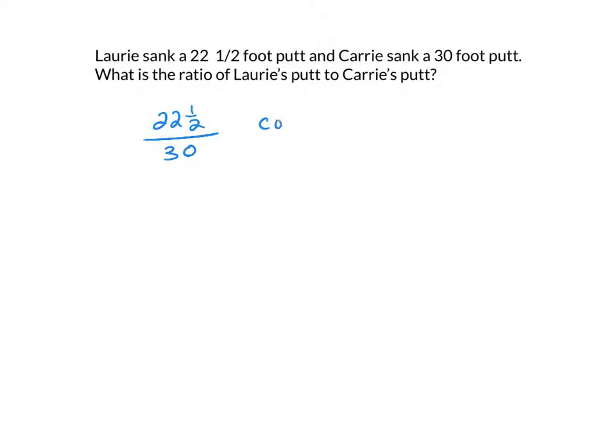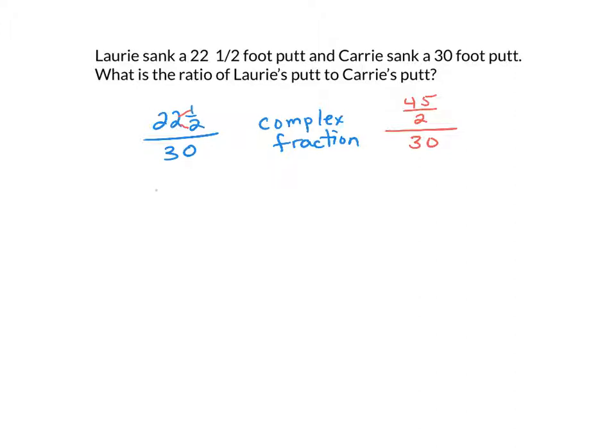This is known as a complex fraction. A complex fraction is a fraction that is inside a fraction. And in this case, it's a mixed number that has that fraction. So I am going to have to get this to just a simple fraction form. Well, that 22 and a half that I have, I could change that into an improper fraction by multiplying 2 times 22 is 44, plus 1 gives me 45. So the top part of my ratio is 45 halves. The bottom part is 30. And now I'm going to have to go through and make that into a simple fraction.